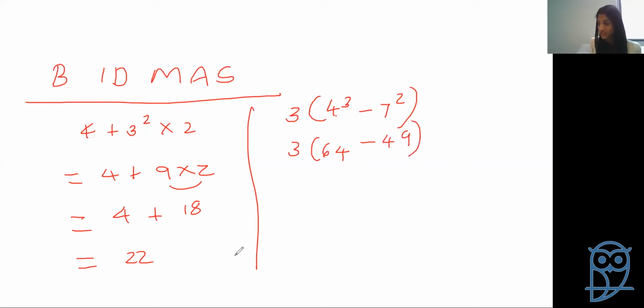Okay, so now we've got that out of the way. Before we go on, we need to solve this bracket. We say 64 minus 49, and that will be 15. So we say 3 times 15, and 3 times 15 is 45. So just using BIDMAS, we can actually solve our order of operations. So now we're going to work a few more examples together.